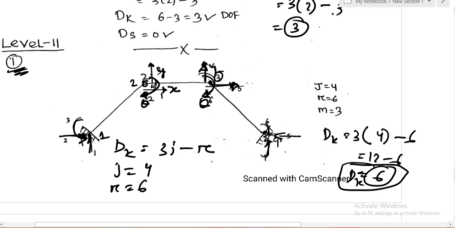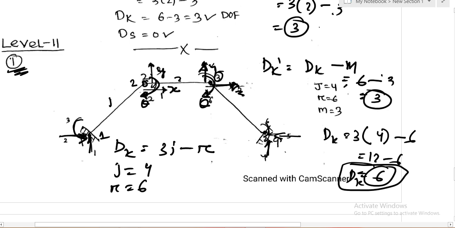Now you tell me, if the members are axially rigid, how many kinematic indeterminacies are available? Yes sir, I can tell you. So dk will be equal to this dk minus the number of members. So dk is how much? 6. How many members are there? This is 1, 2, 3. So 3. If the members are axially rigid, then the total number of kinematic indeterminacy will be 3. Okay, 3. So your concept is clear.